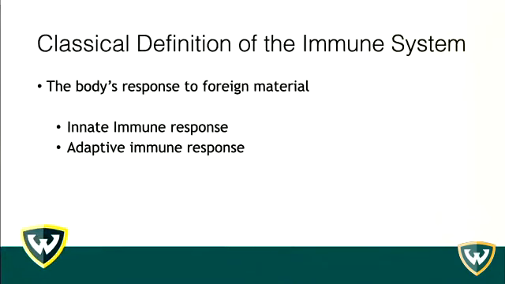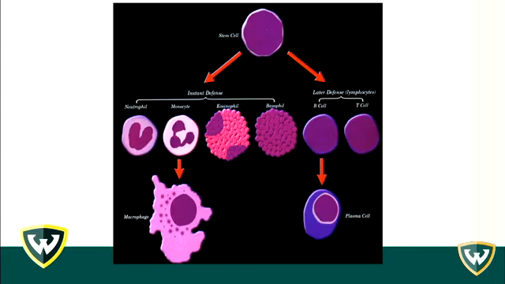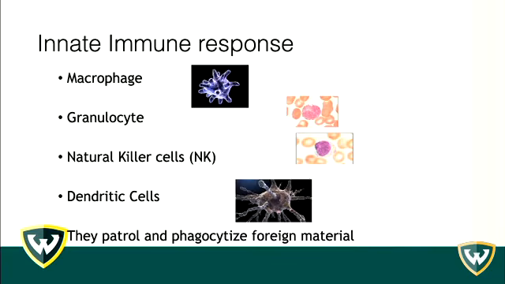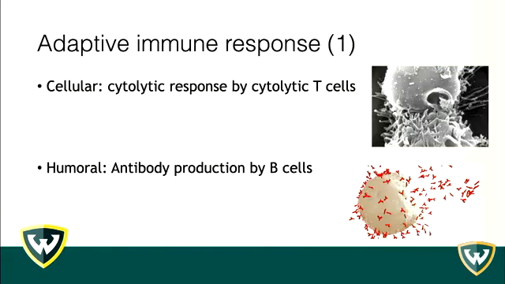So what are the types of immune cells that are present at the implantation site? Although you are experts in immunology, so I don't need to go into all the details, we know that we have two arms: the innate and the adaptive immune responses. In terms of the innate immune system, what I mentioned before, you have the macrophages, the granulocytes, the NK cells, and the dendritic cells. Their role is to patrol and phagocytize foreign materials. All those innate immune cells are present at the implantation site.